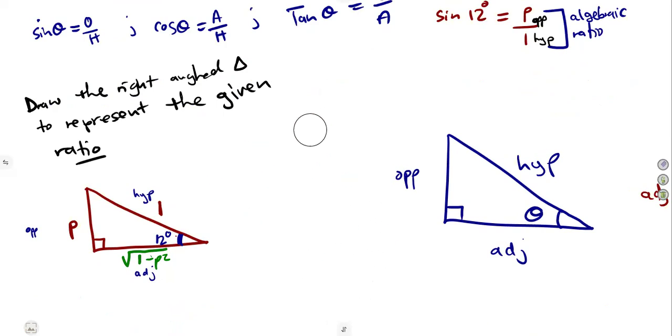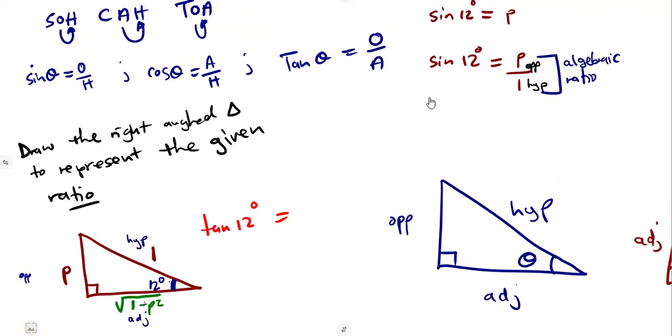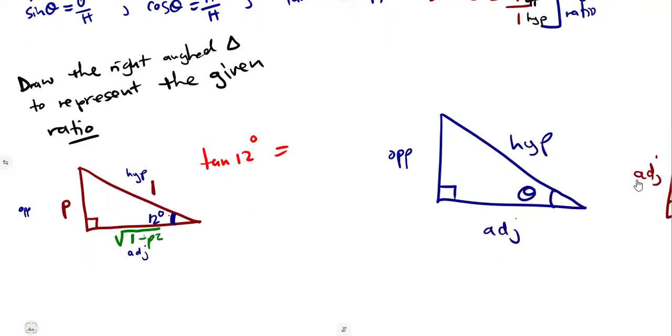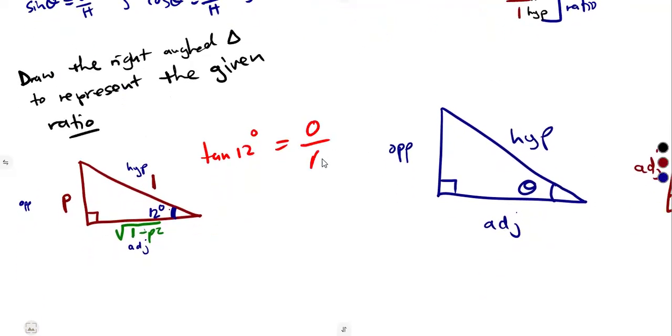We are given one ratio, but look, it is now giving us other ratios. We can even find the ratio of a tan. Tan 12 is equal to what? Tan from our SOHCAHTOA, opposite over adjacent. Opposite over adjacent. What is our opposite according to this? It's P. Over the adjacent. What is our adjacent? The square root of 1 minus P squared. Just like that.